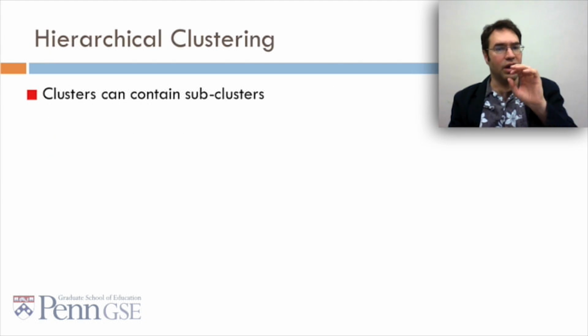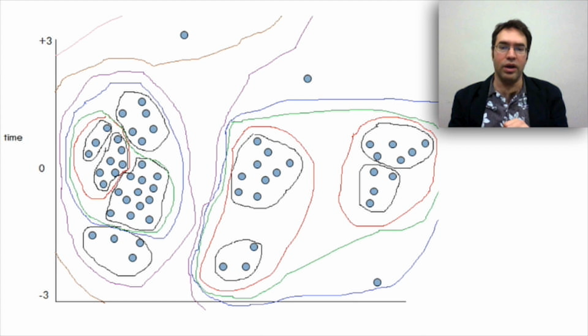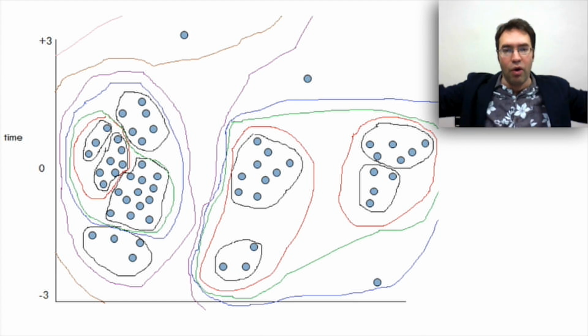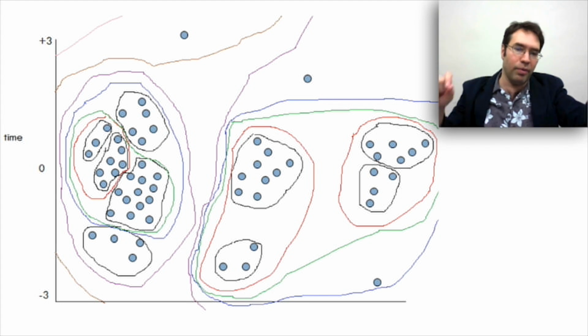Hierarchical clustering. In hierarchical clustering, your clusters can contain subclusters. So, in other words, let's take this previous example. Let's say we have kind of one overall big pair of clusters, the 2 purple ones.